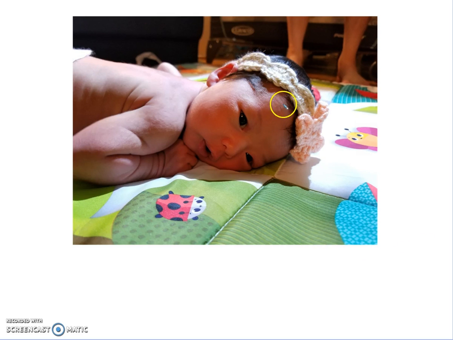Oh, it's a picture of Kara. That's a nice little headband someone made for her.